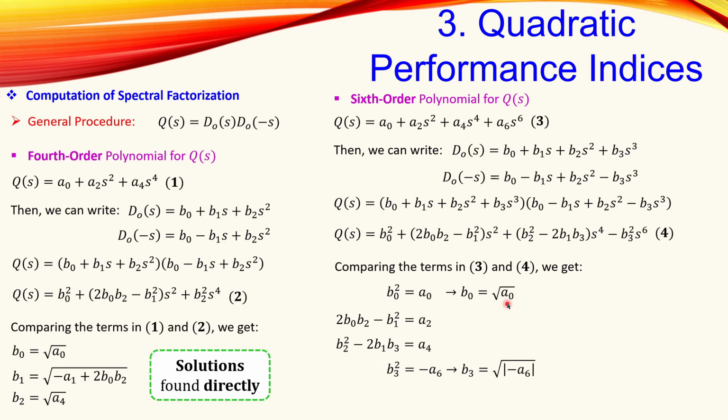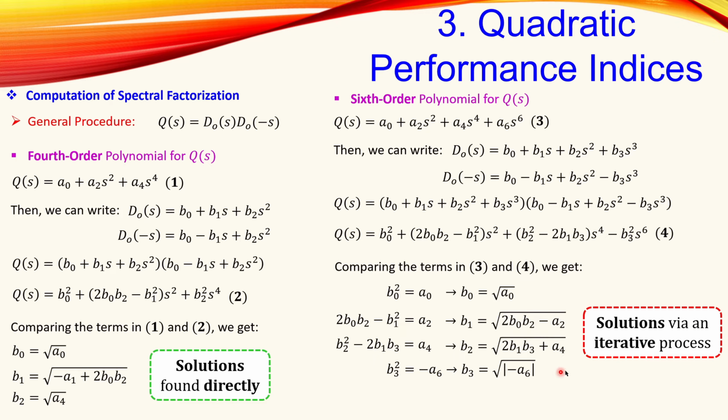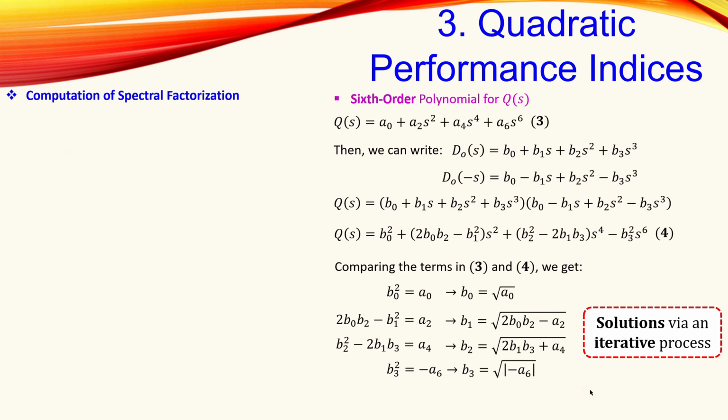We can calculate b0 and b3 directly from the coefficients of the Q in equation number 3. But these two are not that easy. We can of course set up an equation for b1 and also for b2, but it must be worked out and the solutions determined via an iterative process. We will now discuss that.